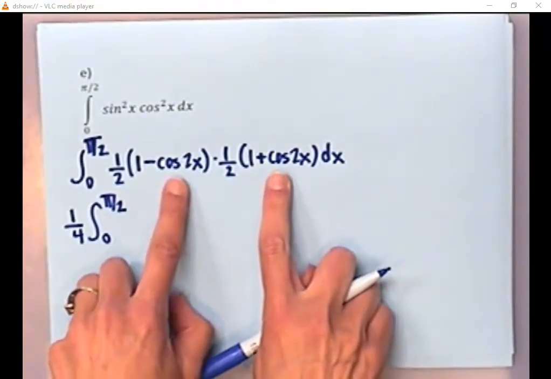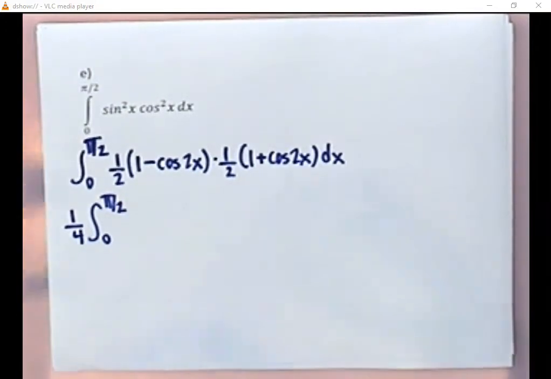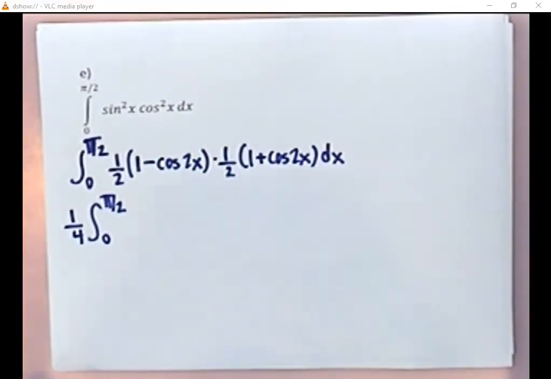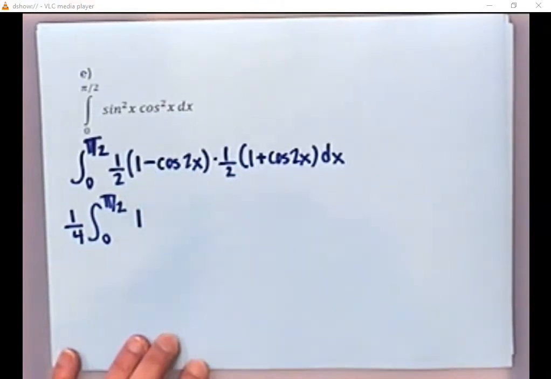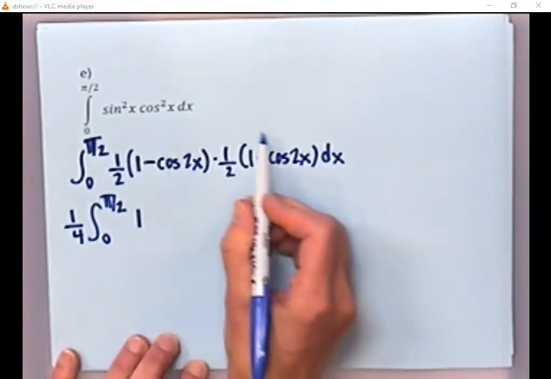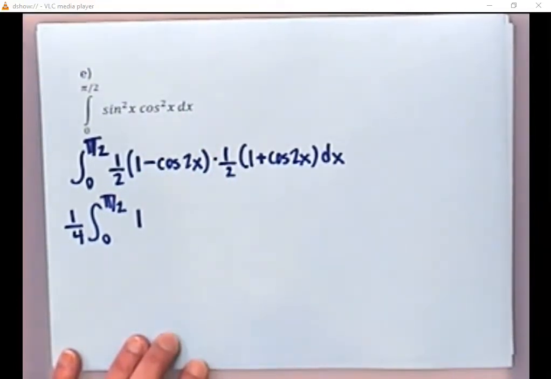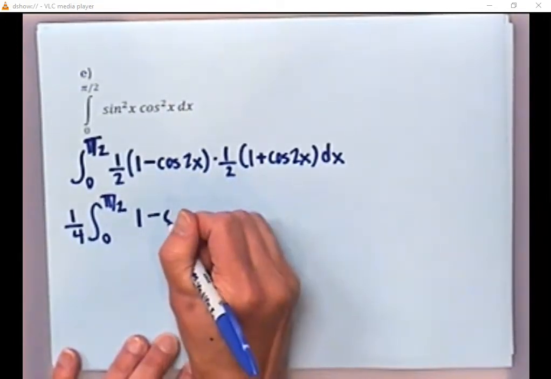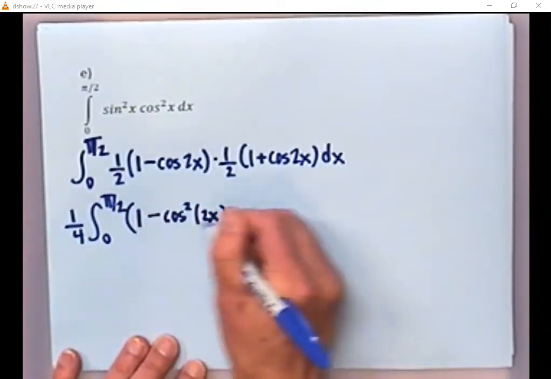But notice these are being multiplied together, right? So I'm probably going to have to FOIL that out before I can really see if I can integrate this or not. So let's go ahead and distribute this out. So let's see what I would get. I'd get a 1, right? What's going to happen to the middle terms? Yeah, they'll cancel. Plus cosine 2x minus a cosine 2x, those will cancel. And then I'll have minus what? Cosine squared of 2x, right?